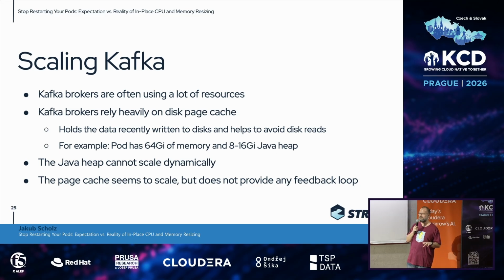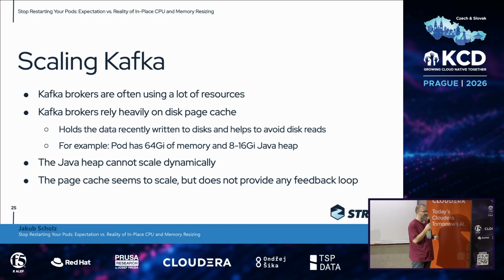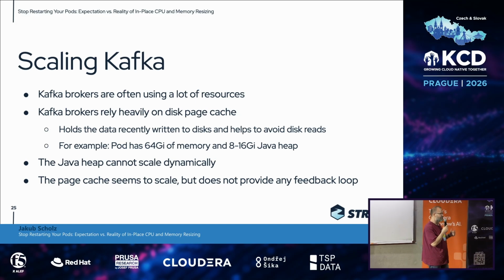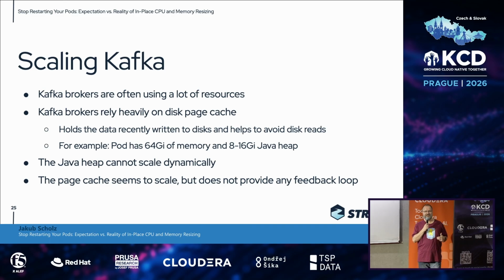for the disk page cache. Everything Kafka writes to the disk, the recent messages, is stored in this cache. And when Kafka needs to read these messages and pass them to the consumers, it doesn't have to read from the disk. It just reads them from the cache if they are recent enough. And that gives us quite a lot of performance. But it also means that a lot of the memory is just the disk page cache.